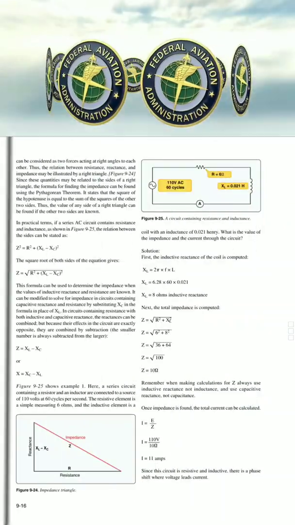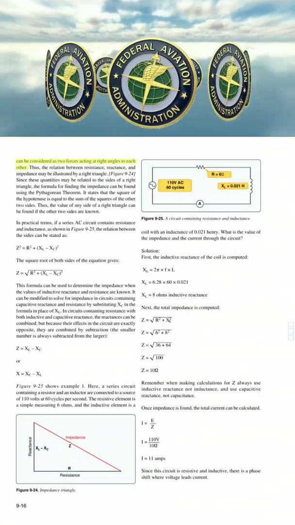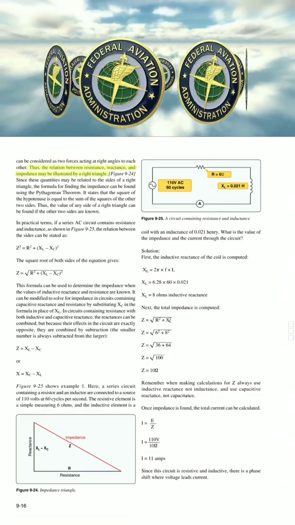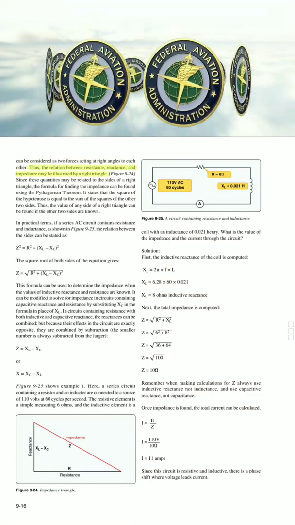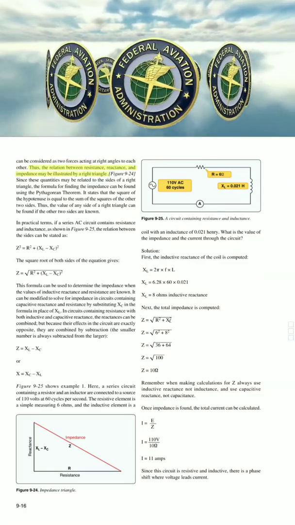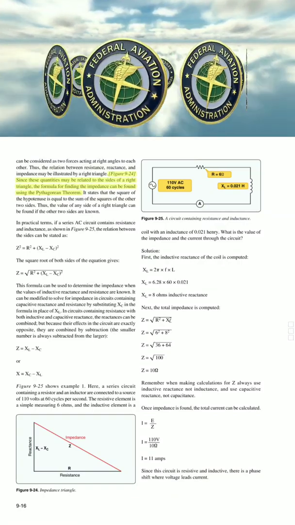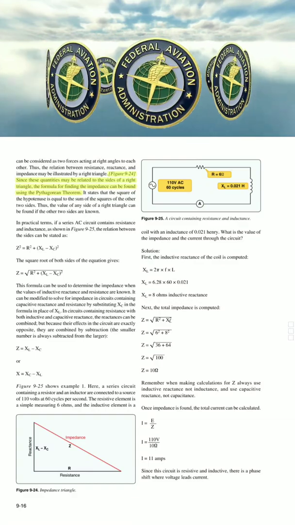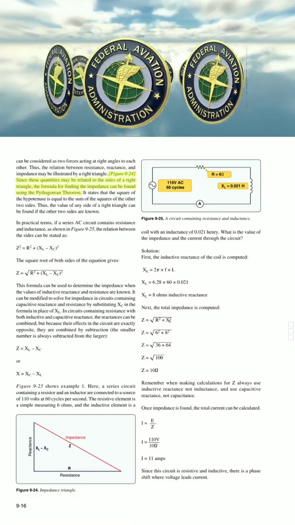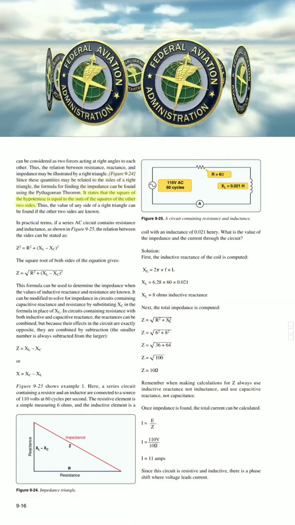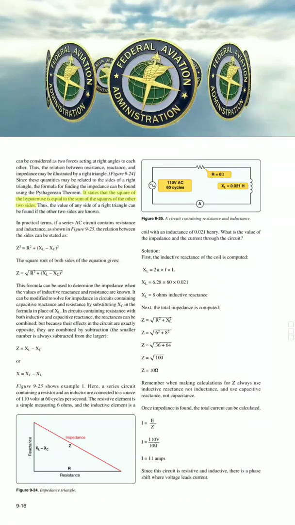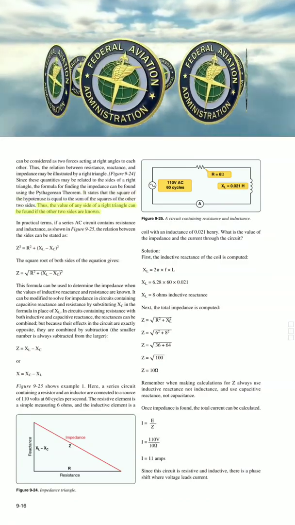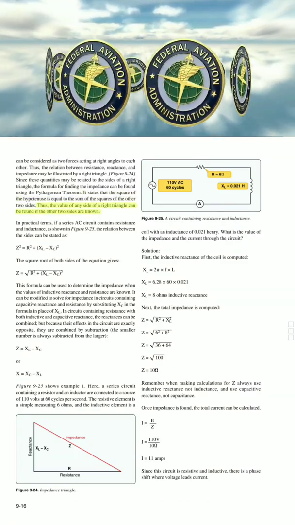They can be considered as two forces acting at right angles to each other. Thus, the relation between resistance, reactance, and impedance may be illustrated by a right triangle, figure 9-24. Since these quantities may be related to the sides of a right triangle, the formula for finding the impedance can be found using the Pythagorean theorem. It states that the square of the hypotenuse is equal to the sum of the squares of the other two sides.